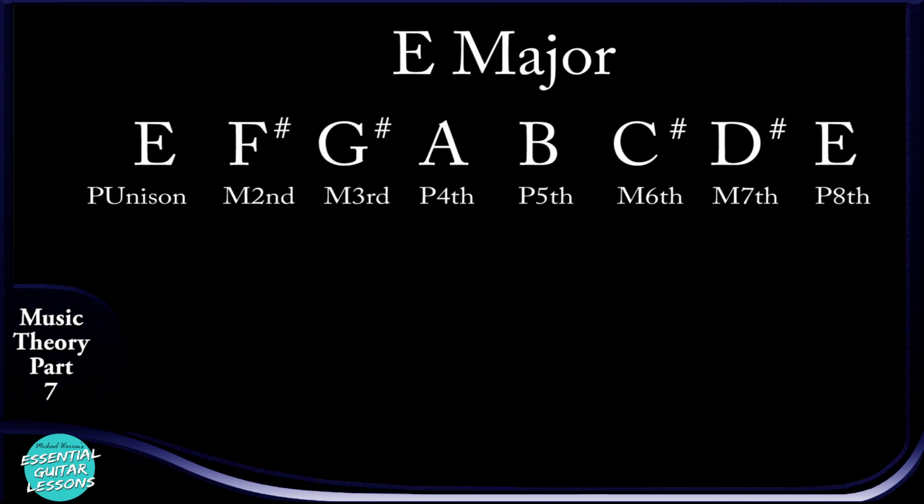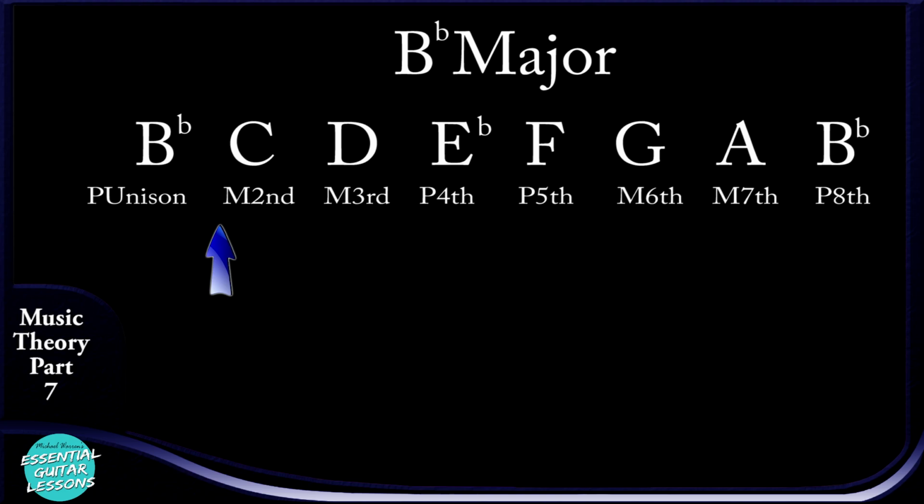Let's have a look at B flat major. So B flat to C would be a major second, B flat to D would be a major third, B flat to E flat would be a perfect fourth, B flat to F would be a perfect fifth, B flat to G would be a major sixth, B flat to A would be a major seventh, and B flat to B flat, an octave higher, is a perfect octave.